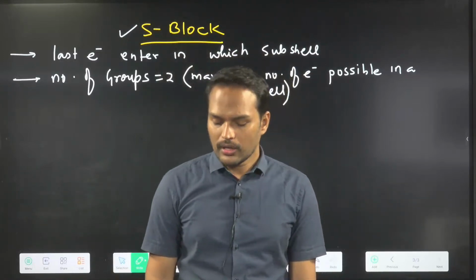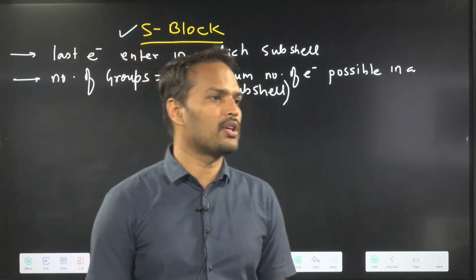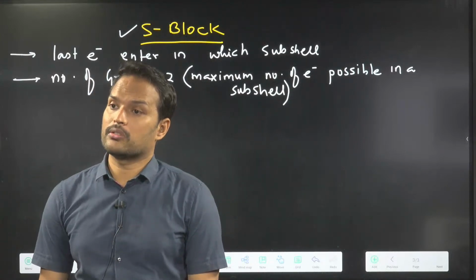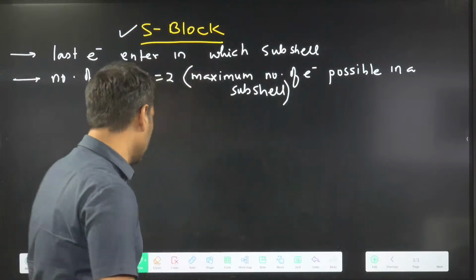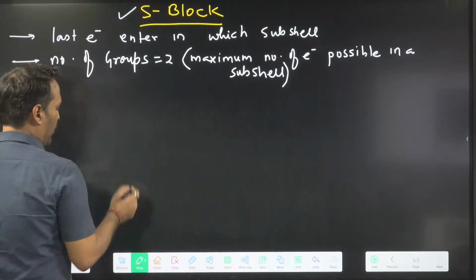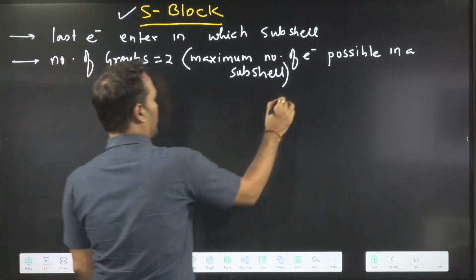Then they are talking about D block. In D subshell, how many electrons can be there? 10. So there are 10 groups, from 3 to 12. Clear with all these points? So these are 2 things. Then let's see a few points, we will talk about group 1 and then we will talk about group 2.